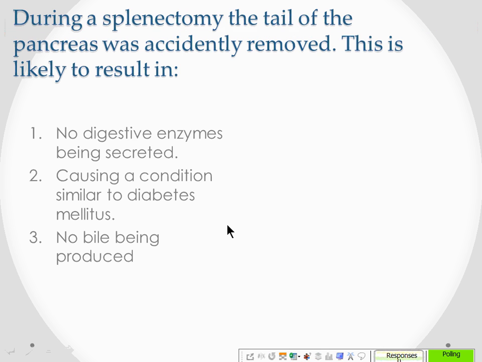Now, let's look at this question. During a splenectomy, remember, last time we saw that the tail of the pancreas is very close to the spleen. So if you removed it, what do you think would happen?